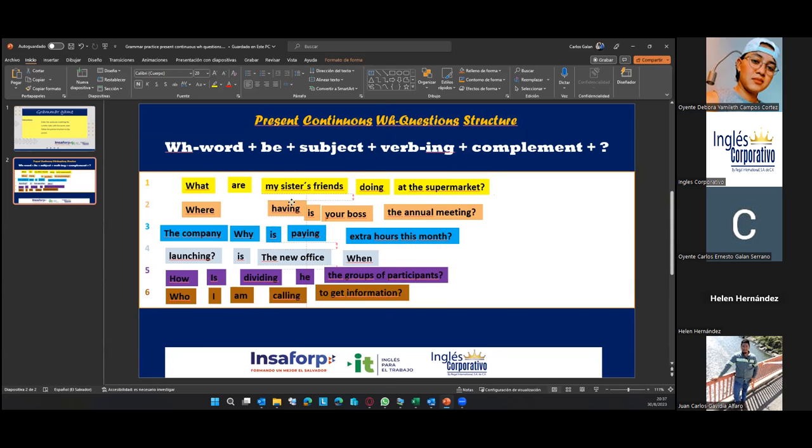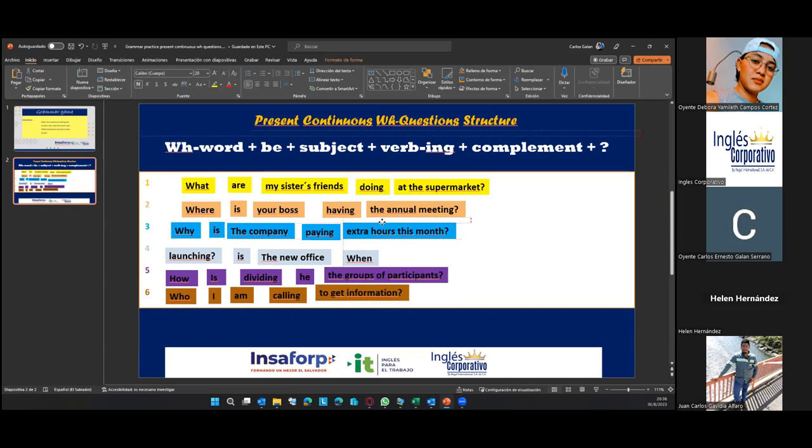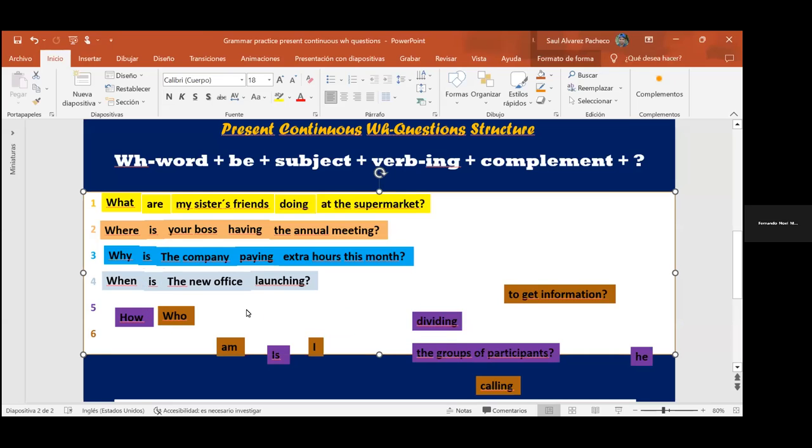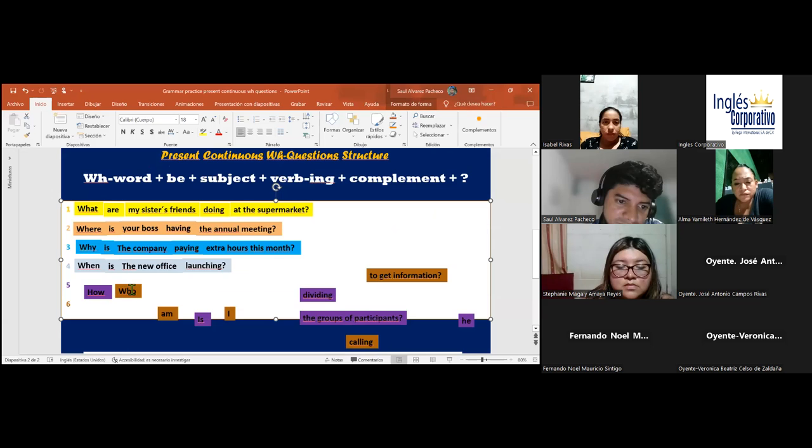Bueno. Entonces, el ING va después de... Sería, where is your boss leaving. Así es, ¿verdad? ¿Todos estamos de acuerdo aquí o lo cambiamos? La otra, espérame, sería: why is the company paying extra hours this month. Esto está bueno. No, ya no hay más. No, es correcto. Okay, next.